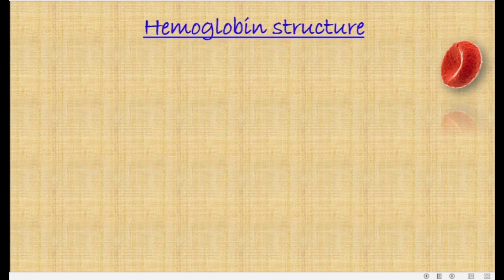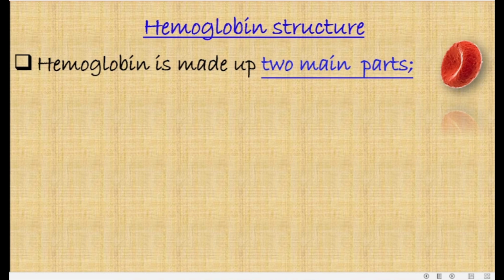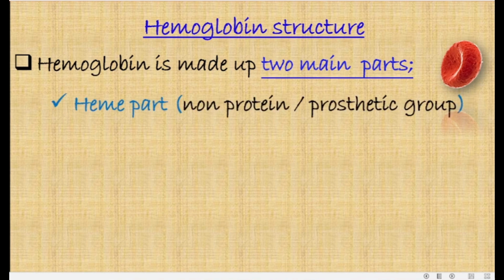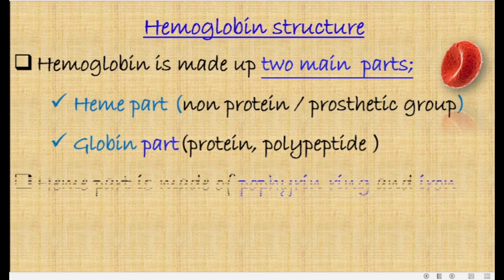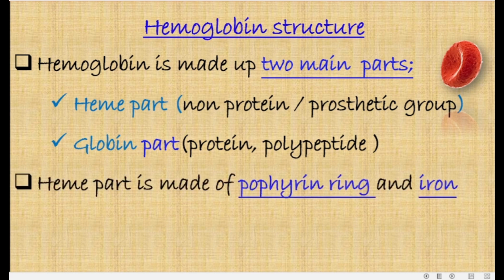On the structure of hemoglobin, hemoglobin is made up of two parts. One part is known as heme, and this is non-protein in nature. We can also refer to the heme part as the prosthetic group. The other main part is globin, which is protein in nature. We can also refer to it as a polypeptide chain. It's important I mention that a mature hemoglobin will have 4 parts of heme and 4 parts of globin.